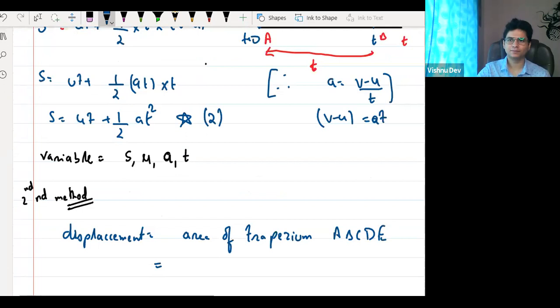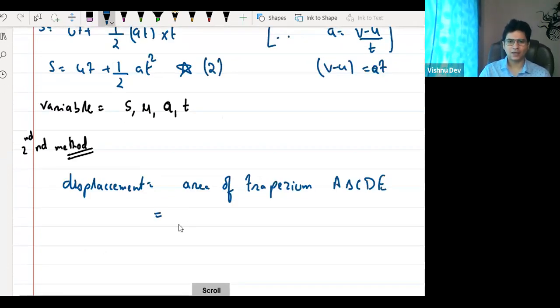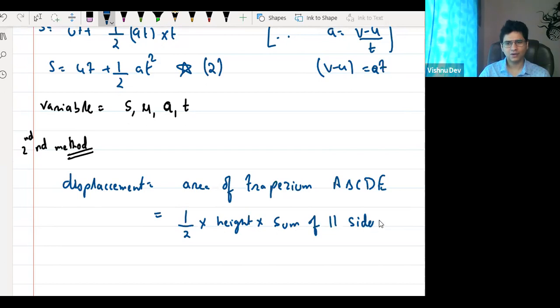Anyone? Half into height into sum of base. Yes. Sum of parallel sides. Yes. So I can write like this: half into height into sum of parallel sides. Sum of parallel sides. Yes or no? Is everyone understanding this? Step by step. Ayan, you're getting this? Tejas, Shreya, Sushant, Trisha, Tanvi, Samat, Rohan, Pratika, everyone? Yes, sir. Okay, very good.